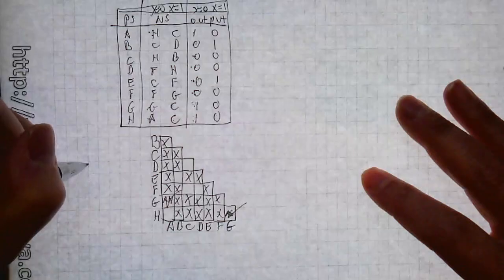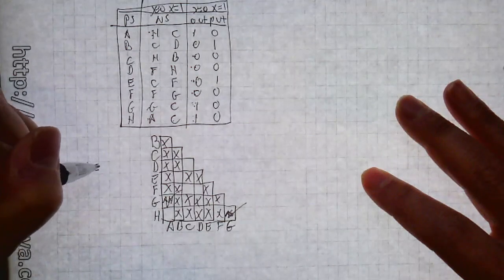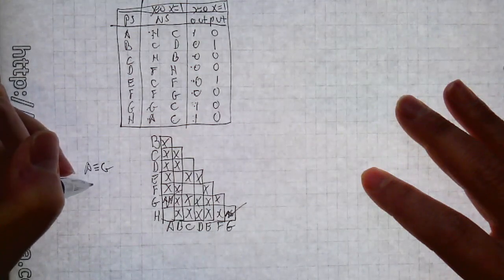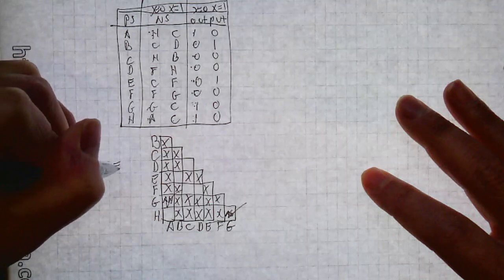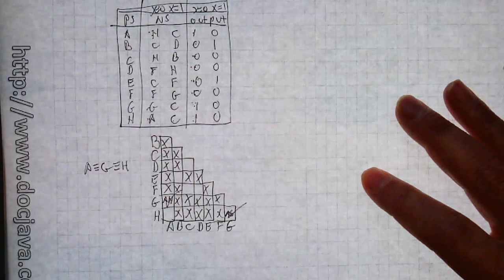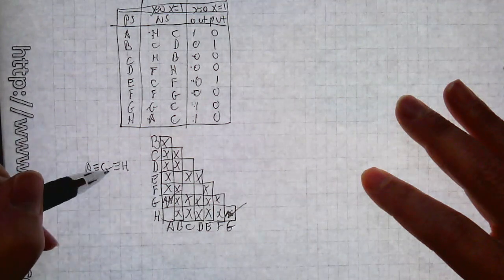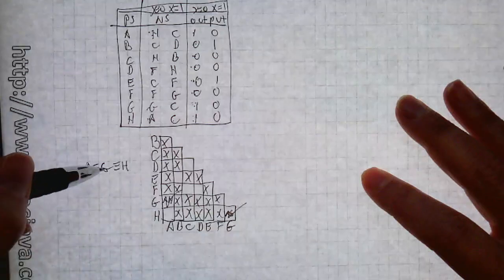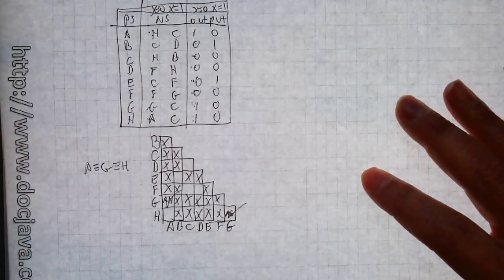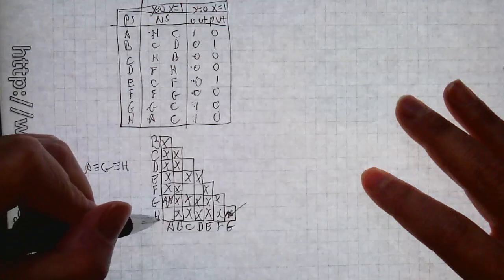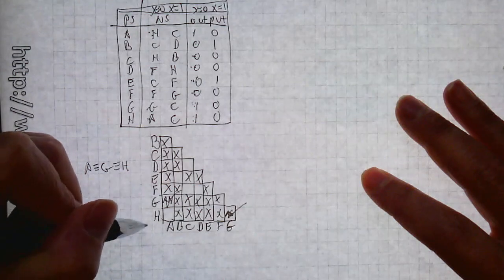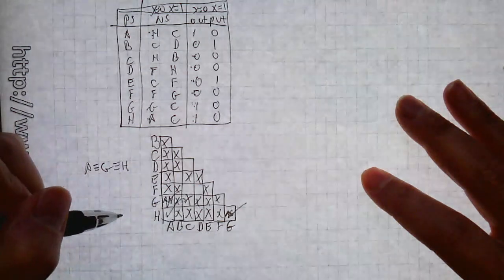So I can put a check mark here and a check mark there and write that A is equivalent to G and that G is equivalent to H, right? Because if A is equivalent to G and G is equivalent to H, then A is equivalent to H. So that's kind of cool. And if A is equivalent to H, then this automatically gets a check mark.